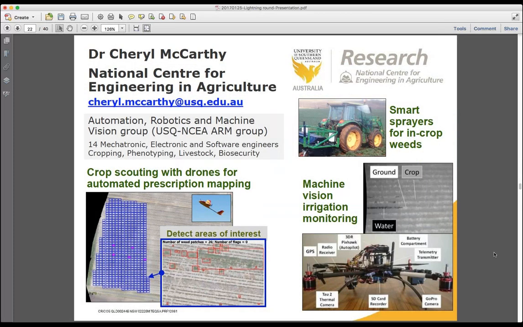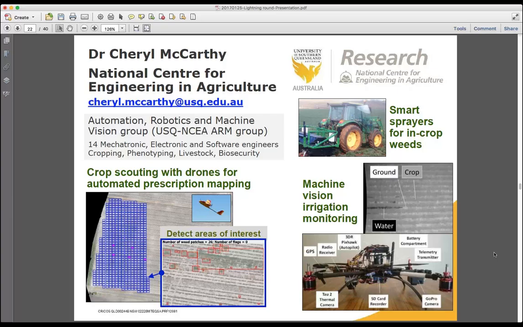Cheryl. Hello, Cheryl McCarthy here from Australia, currently 6:30 a.m. I'm from the National Centre for Engineering and Agriculture, which is a research centre at the University of Southern Queensland. The work we do is mainly in development of automation and machine vision systems within our automation, robotics and machine vision group at our research centre.